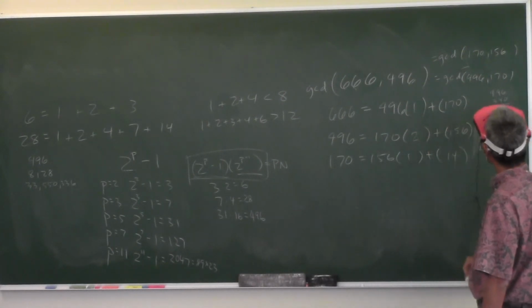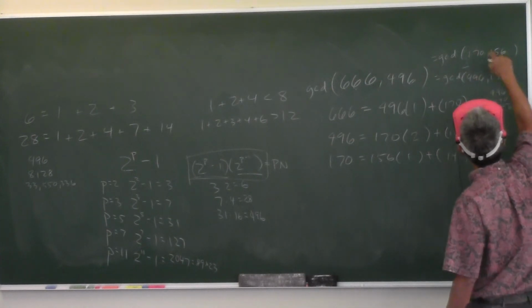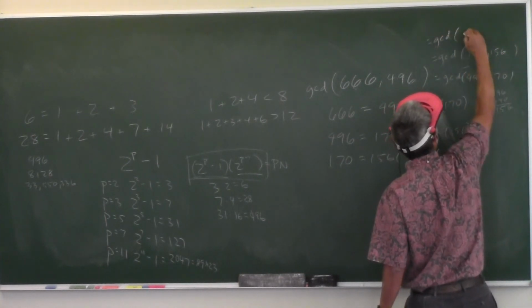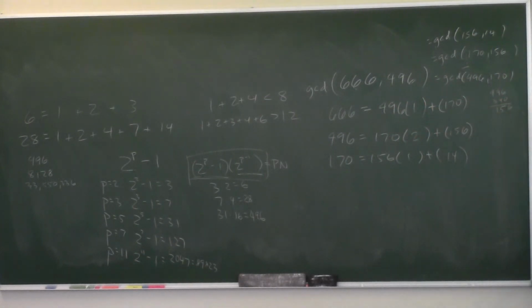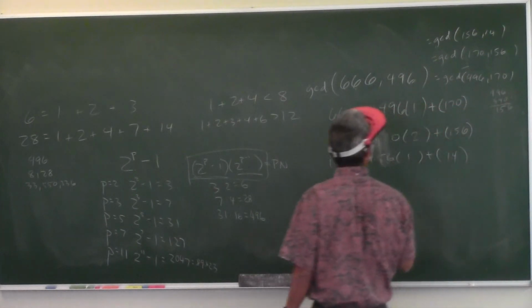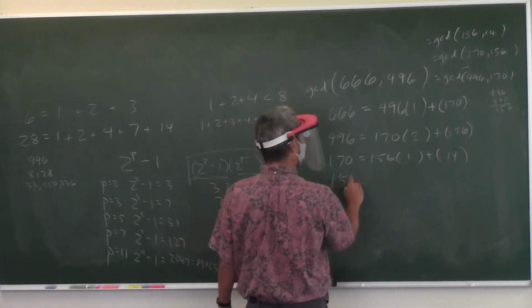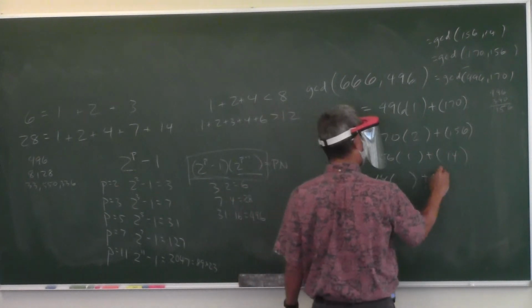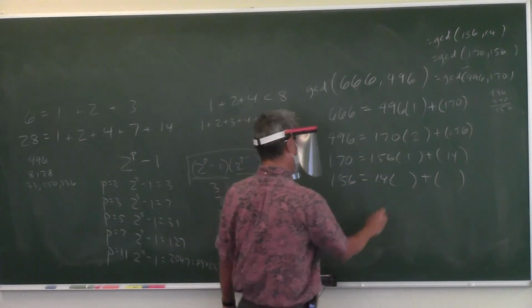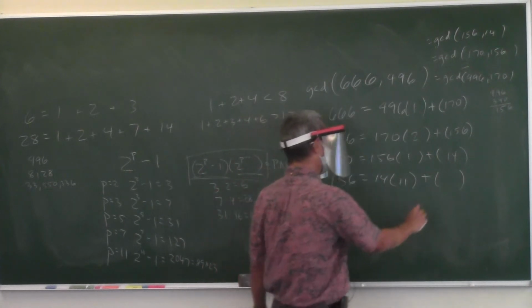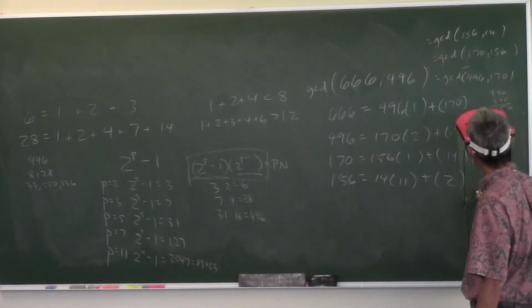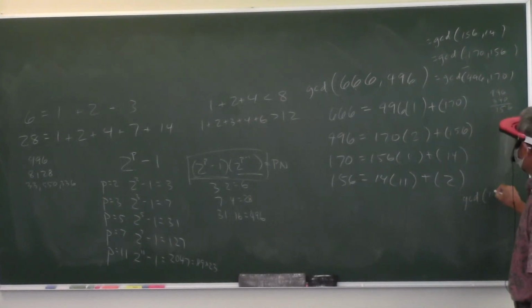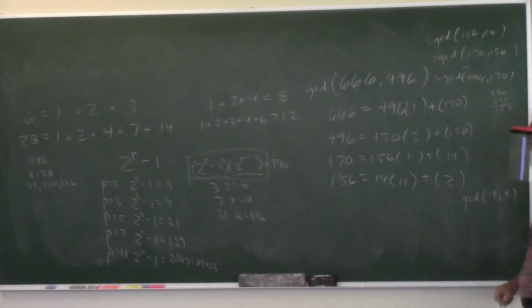and 14. So the greatest common divisor in this and this is equal to the greatest common divisor of 156 and 14. Okay, let's just do it one more time. So 156 is equal to 14 times something plus something. 11 plus 2. So that's equal to the greatest common divisor of 14 and 2. 2. Yeah, 2. Okay, that wasn't that exciting.